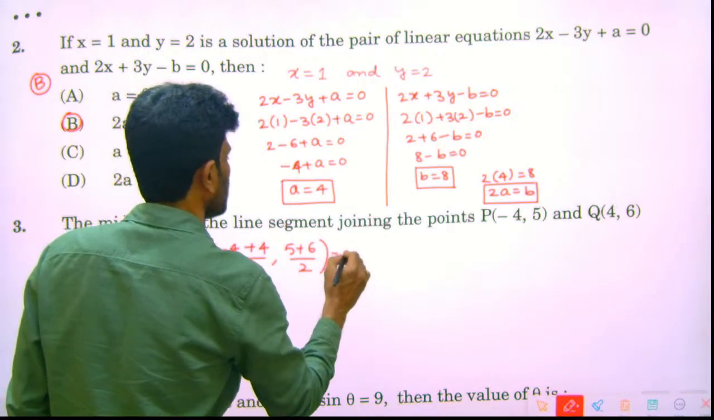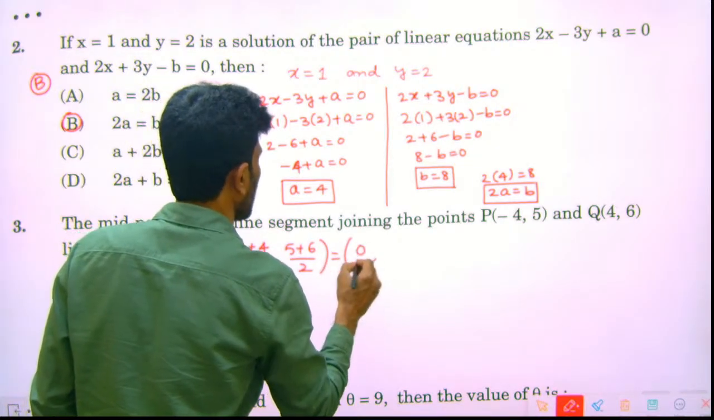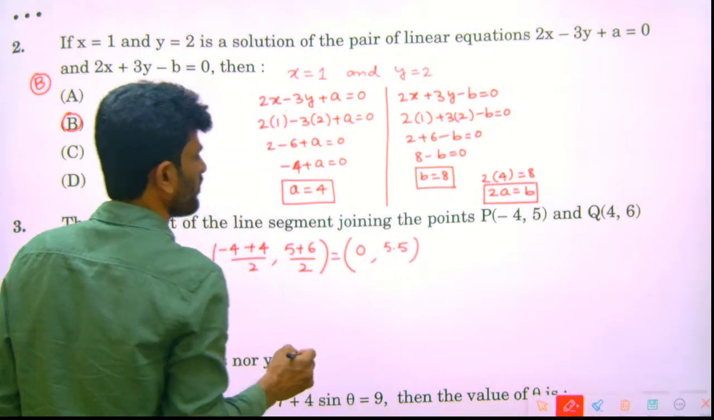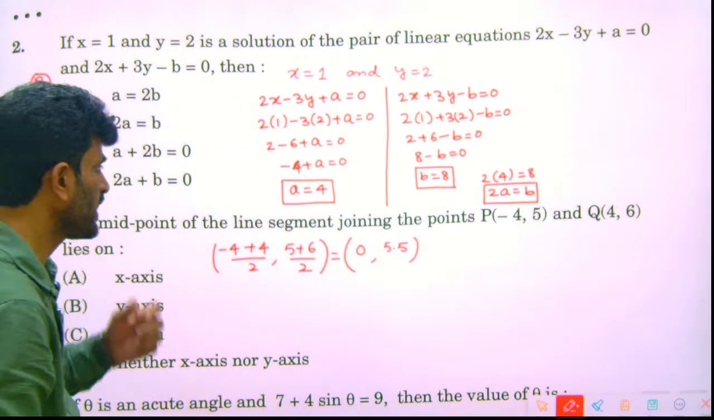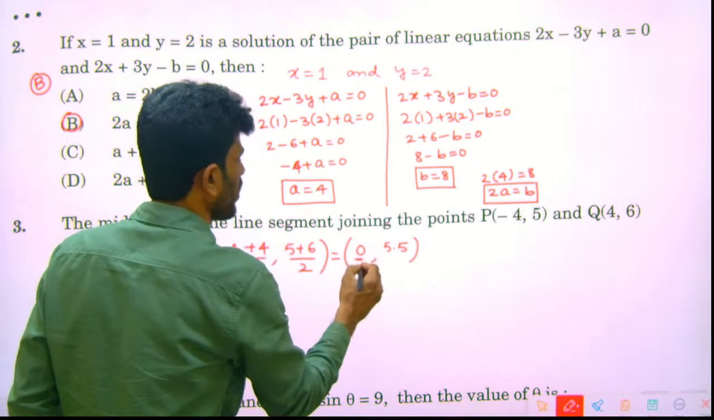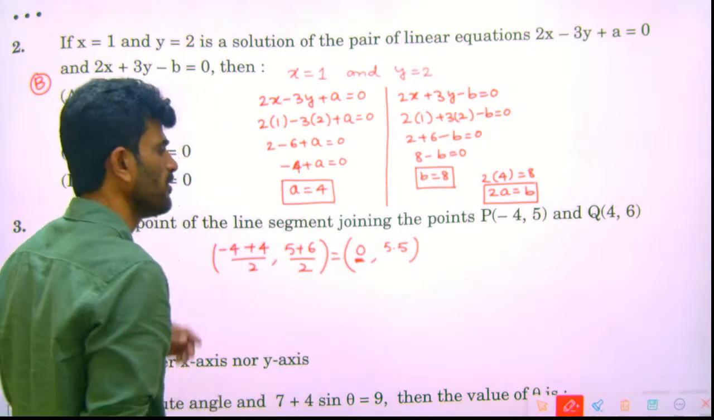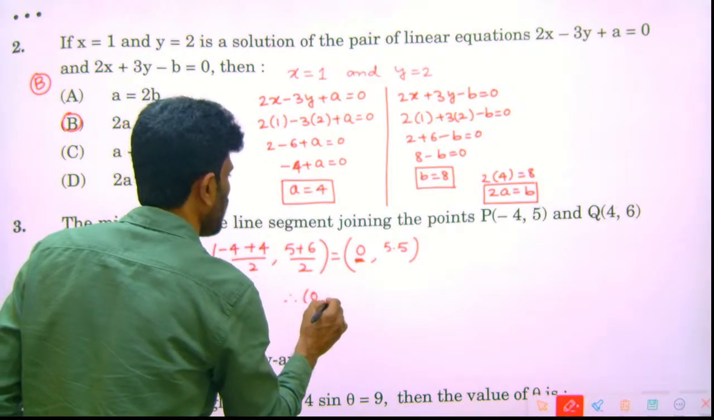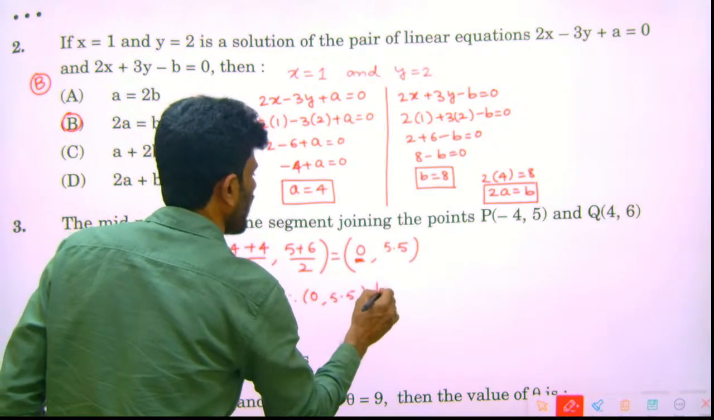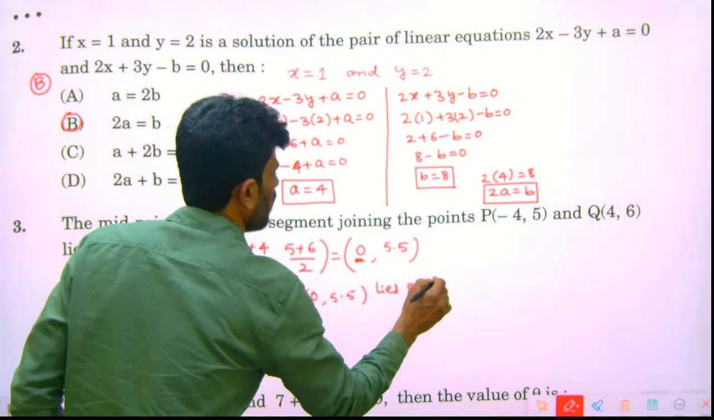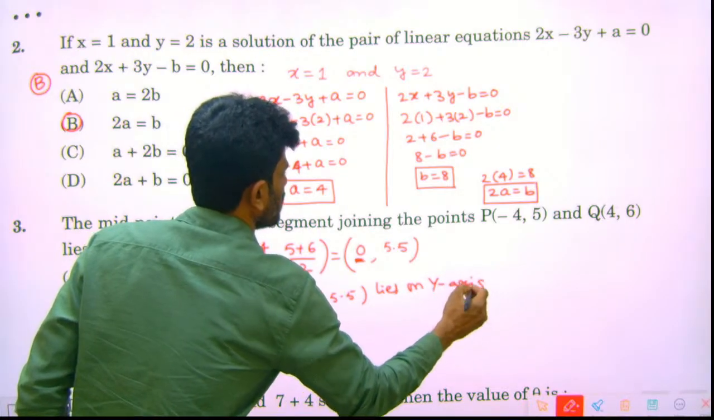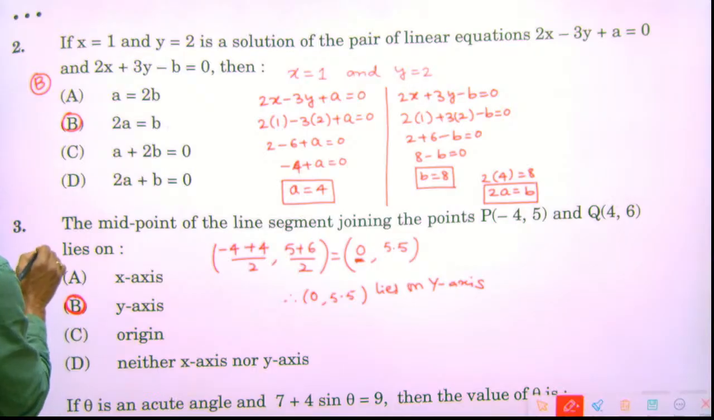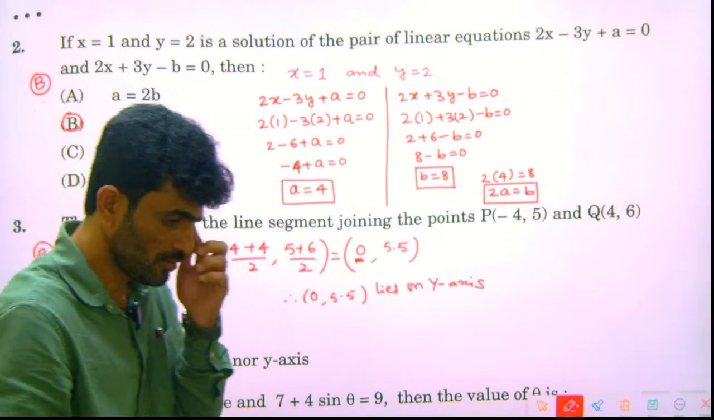Clearly it is what? 0 by 2 is 0 comma 11 by 2, 5.5. 0 comma 5.5. If the x coordinate is 0 in a point, where does it lie? When x coordinate is 0, point lies on y-axis. Therefore 0 comma 5.5 lies on y-axis. So which option is correct here? Option B again. Question number 3, option B.